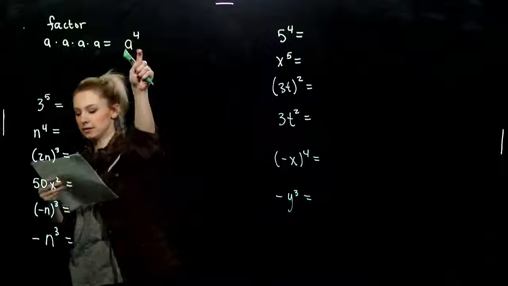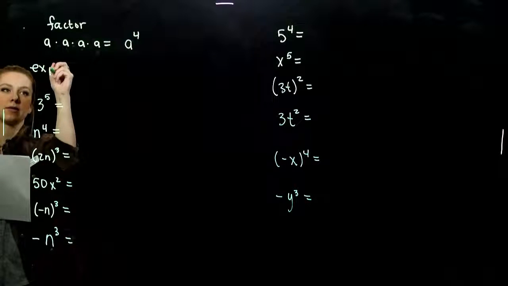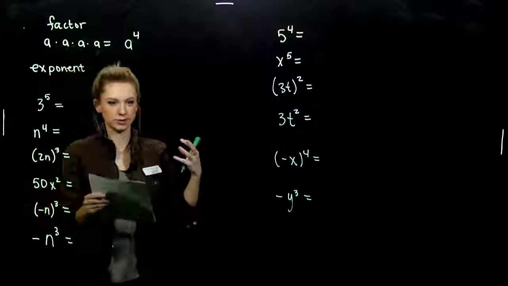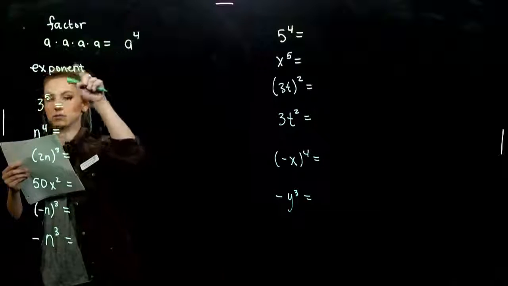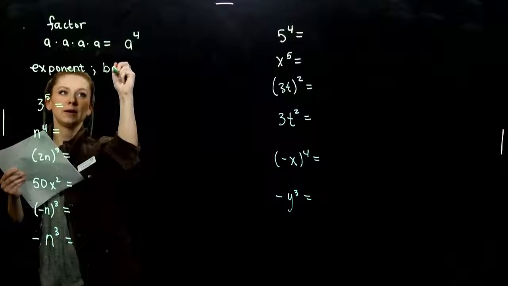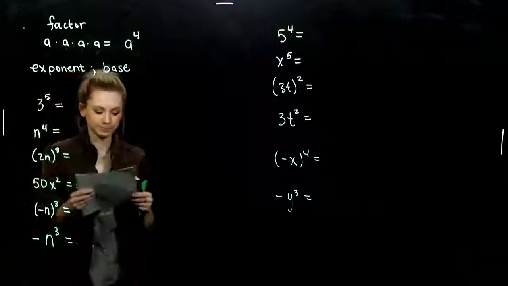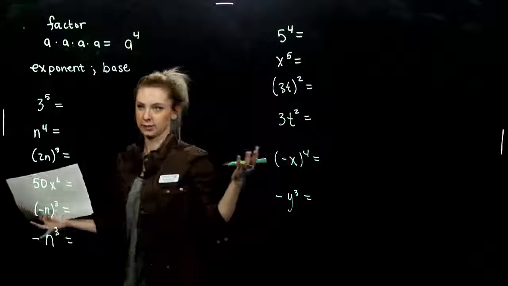Okay, so in this case, the exponent is 4, that's the name for that thing, or the power, we use those interchangeably, and the base is A. 4 is the exponent, A is the base. An expression for a power is called exponential notation.